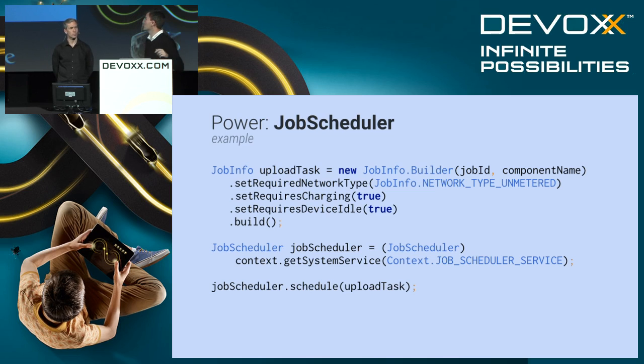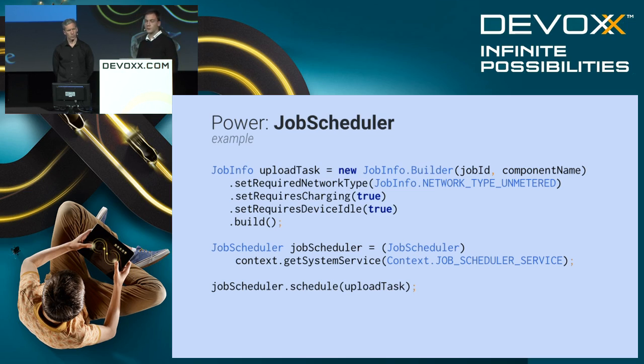So in this example here, we're creating a job info, and we said that we want an unmetered network type, which means probably Wi-Fi. We want the device to be charging, and we want the device to be idle. So if you leave your device on your bedside table, after a while, your application will receive a callback, and you'll know that you'll be able to do your sync operation.